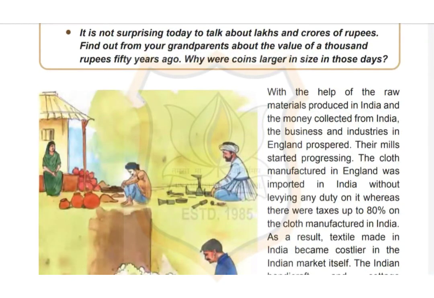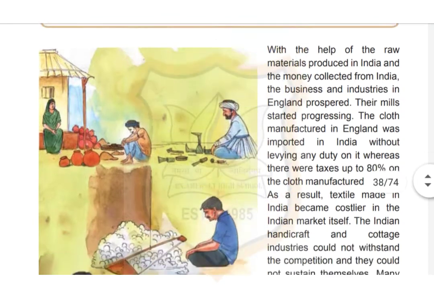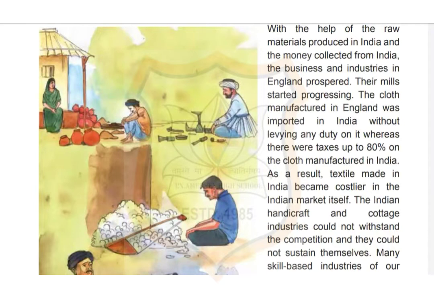Now, with the help of the raw materials produced in India and the money collected from India, the business and the industries in England prospered. Their mills started progressing. The cloth manufactured in England was imported in India without leaving any duty on it, whereas there were taxes up to 80% on the cloth manufactured in India. As a result, textile made in India became costlier in the Indian market itself.